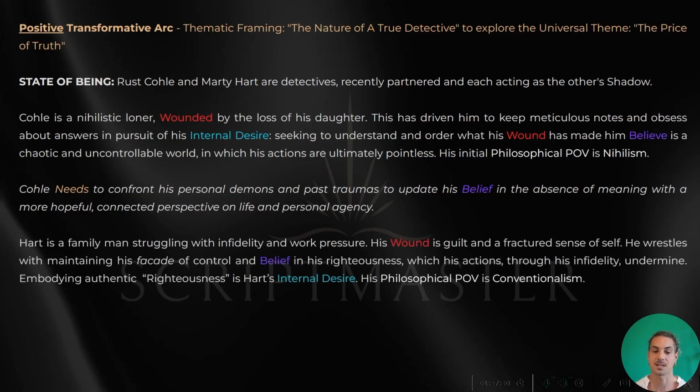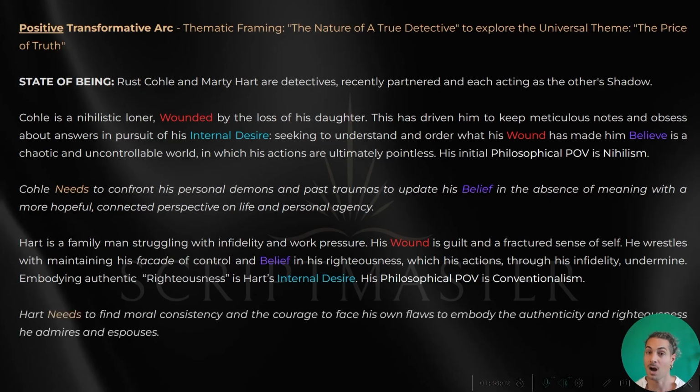Martin Hart is a family man struggling with infidelity and work pressure. His wound is guilt and a fractured sense of self. He wrestles with maintaining his facade of control and belief in righteousness, which his actions through his infidelity undermine. So embodying authentic righteousness is Hart's internal desire, and his philosophical point of view is conventionalism. Hart needs to find moral consistency and the courage to face his own flaws to embody the authenticity and righteousness that he admires and espouses.